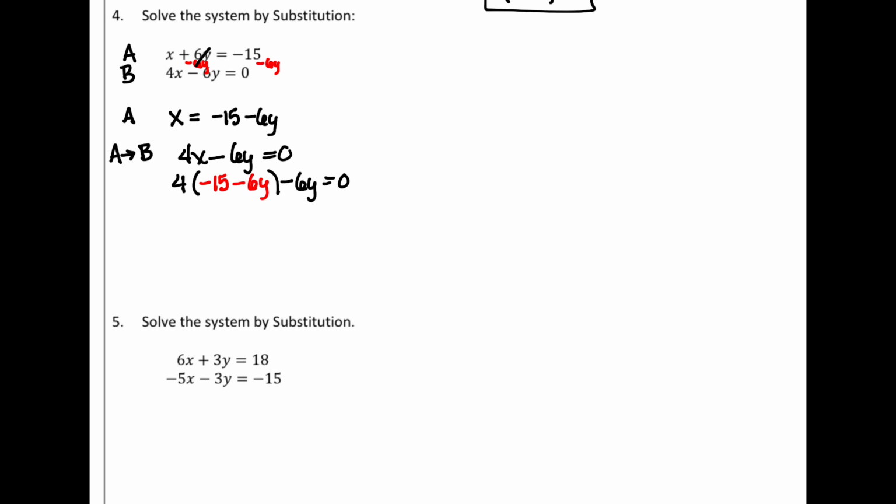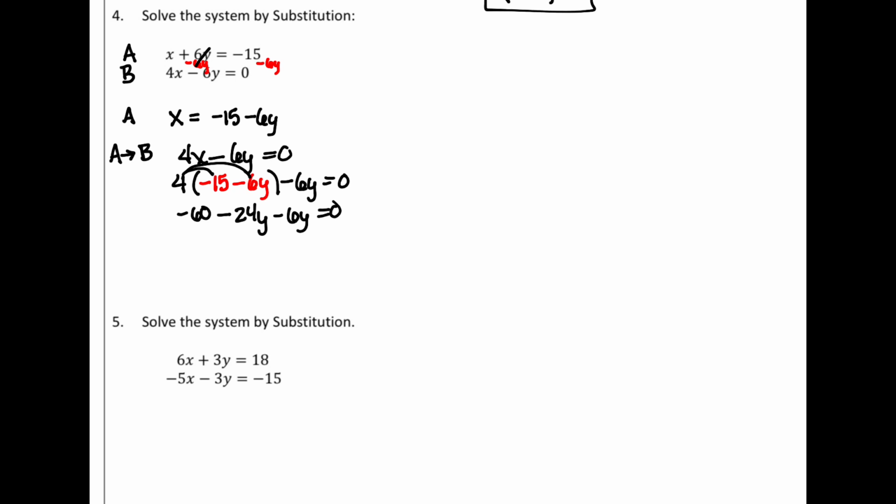Okay, so now I need to distribute. So now we're going to distribute. We get negative 60 and negative 24y. Minus 6y equals 0.